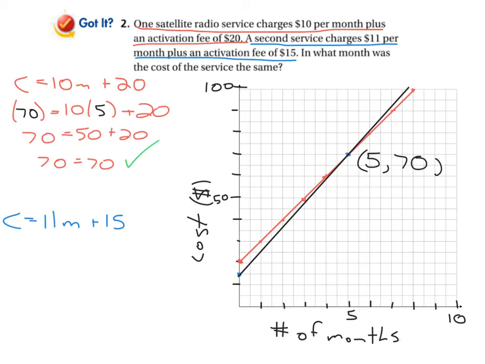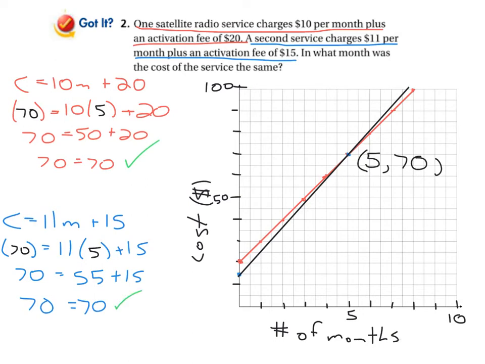Now we have to check it for the next one. So we say, okay, I'm going to put in the value C of total cost of 70 is equal to 11 times the number of months, which is 5, plus 15. Okay, and then when I solve it out, I get 70 is equal to 55 plus 15, or 70 equals 70, which is true. So that is our solution. After 5 months, both satellite radio services will have cost you $70.